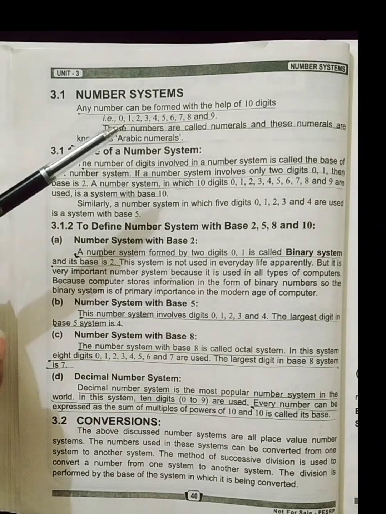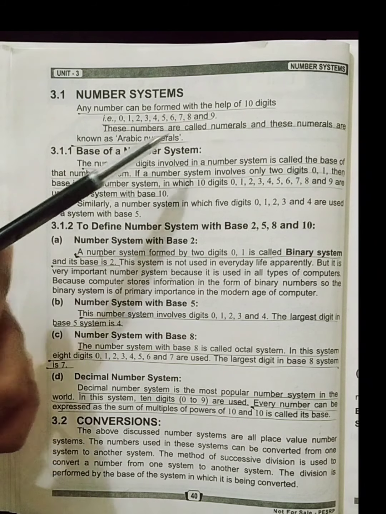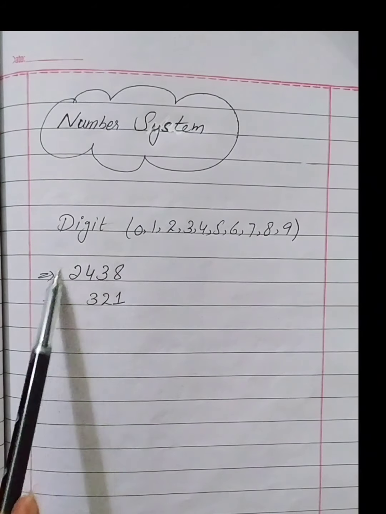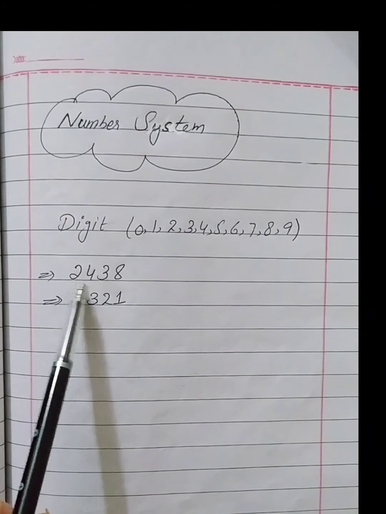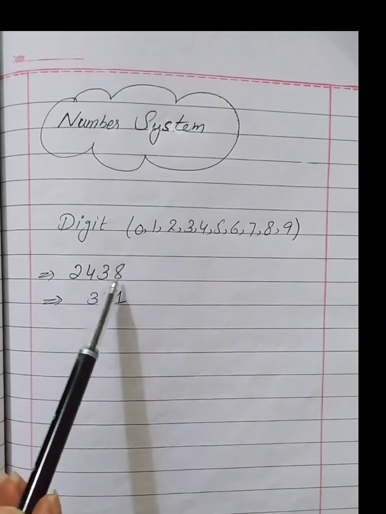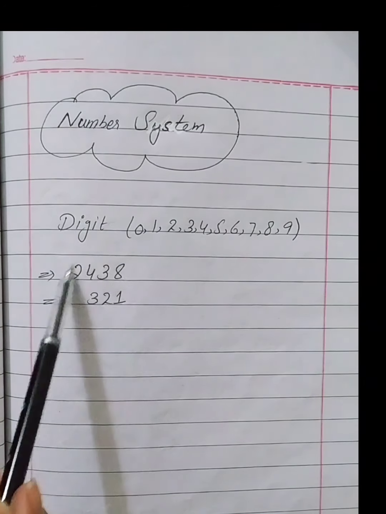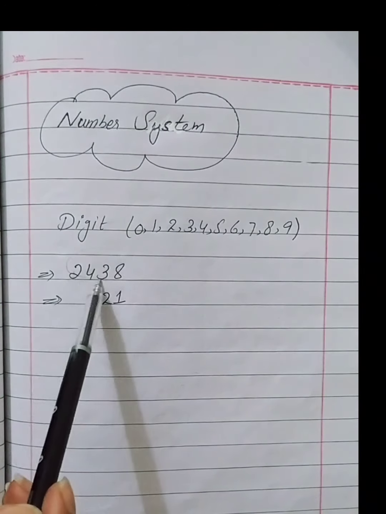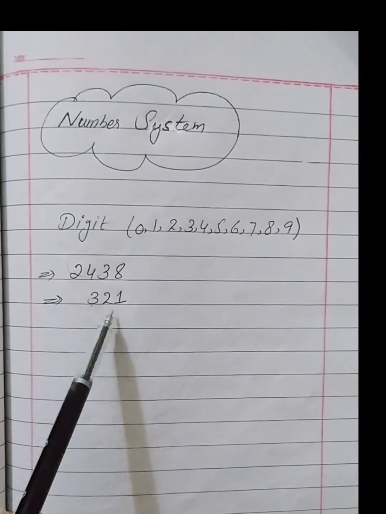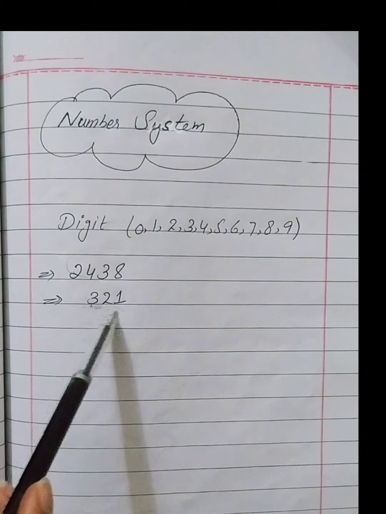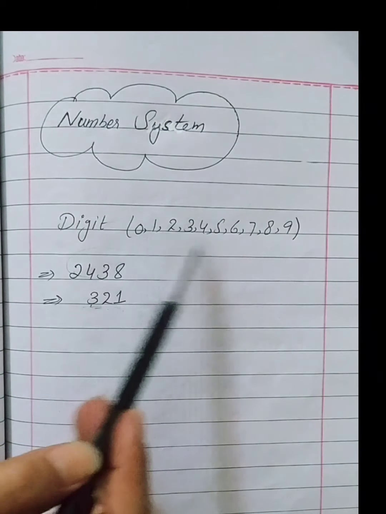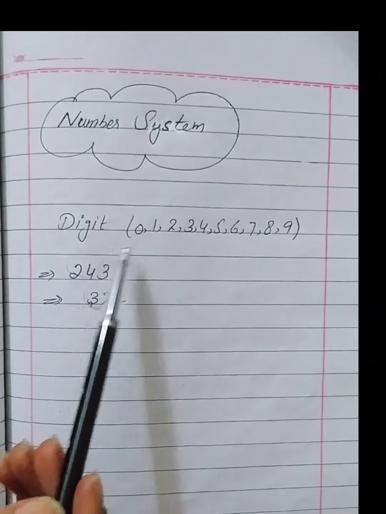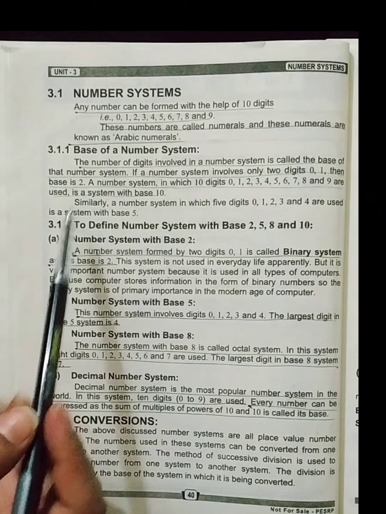In our routine life, when we make a number, we use all these digits. For example, we make a number 2438. We use these digits for making this number. And the next is 321. 321 is a number and we use these digits for making this number. So the number system is a system which is used to make numbers.